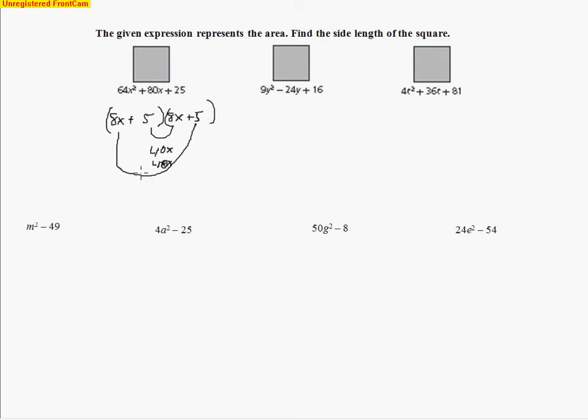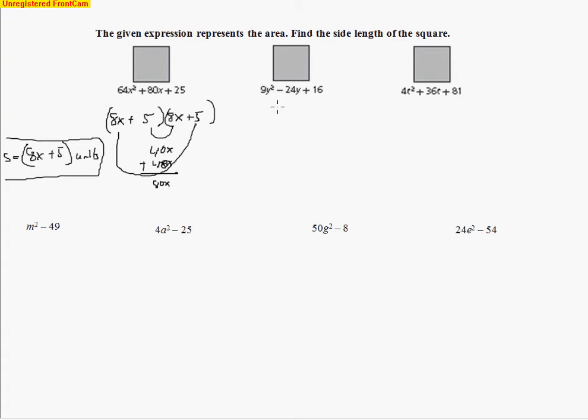So 40x and 40x add to make 80x. So I know the side length is 8x plus 5 units. I don't know what the units are, so I'll just write units there, and that's the side length. So let's take a look at the next example there.